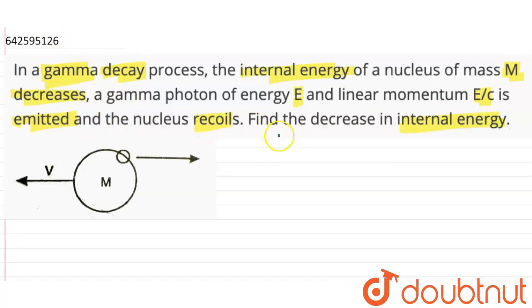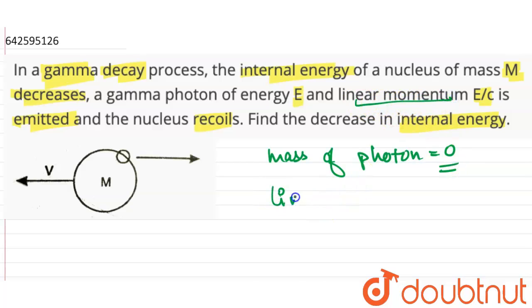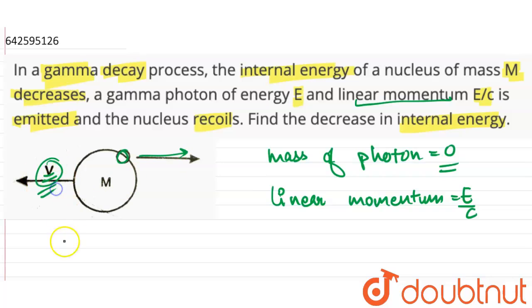We know the mass of the photon is zero, but linear momentum is E by C. So suppose when this photon is emitted from the nucleus, the nucleus will recoil with the velocity v. Let's find out the value of v.